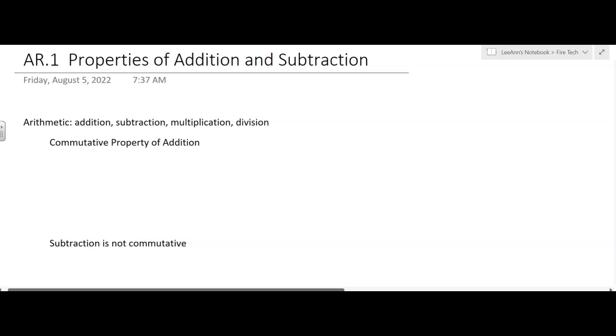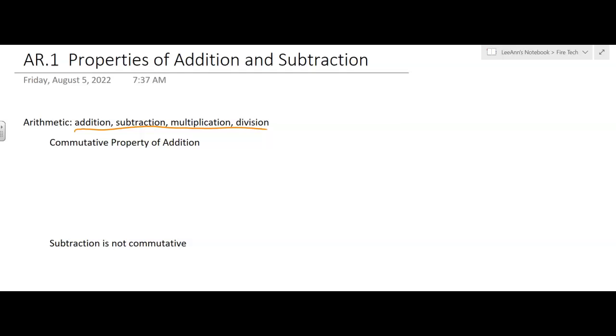So in this video, we're going to talk a little bit about properties of addition and subtraction. When we talk about arithmetic, we're talking about basically the four operations: addition, subtraction, multiplication, division. So there are some properties.